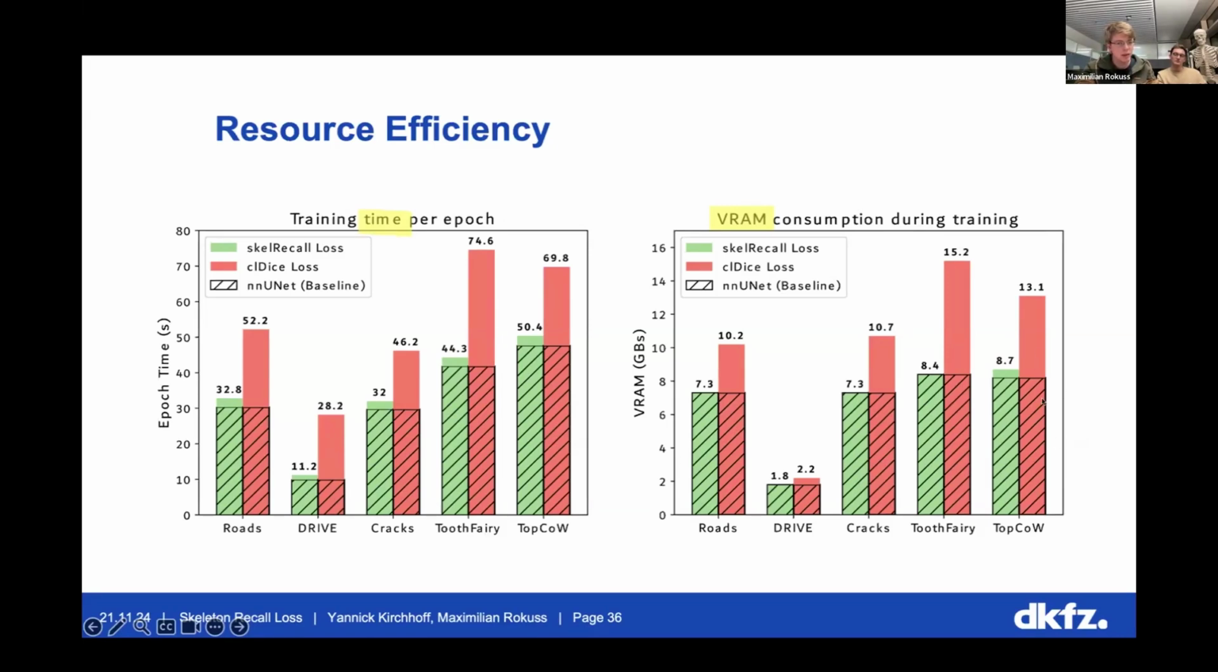But also if you look at VRAM consumption for Tooth Fairy, for example, the VRAM consumption is increased by nearly 7 GB with CL dice loss. And that really shows how inefficient it is. And that's, of course, if you want to train stuff, really undesirable, because, I mean, it's obvious you need bigger GPUs, it trains for longer, and therefore that was really undesirable.